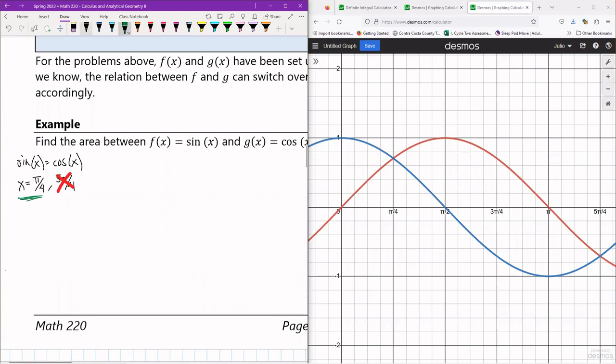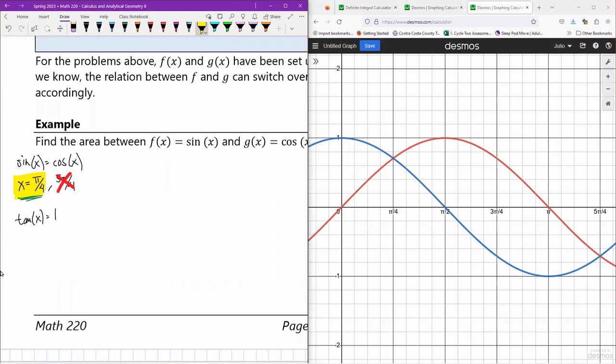Okay. The other way that I've seen it done, I can go ahead and divide both sides by cosine. So I get something that looks like tangent of x is equal to 1. Okay. And that also just happens at pi over 4. Okay.